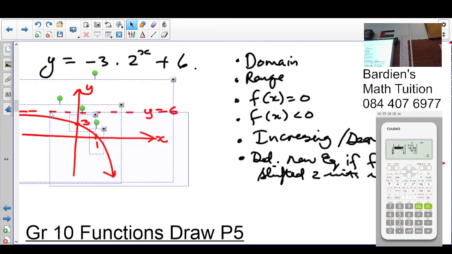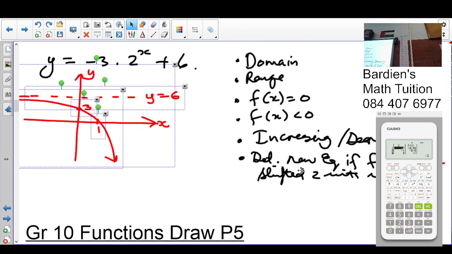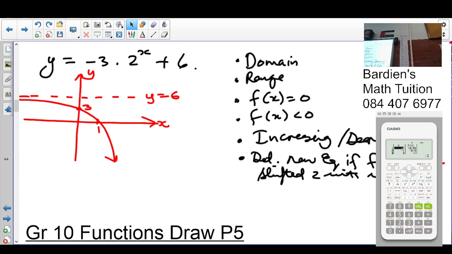First things first, the question says domain. How do you calculate this domain? Domain is all possible x values. So what's my domain here? x is an element of real numbers. Range.